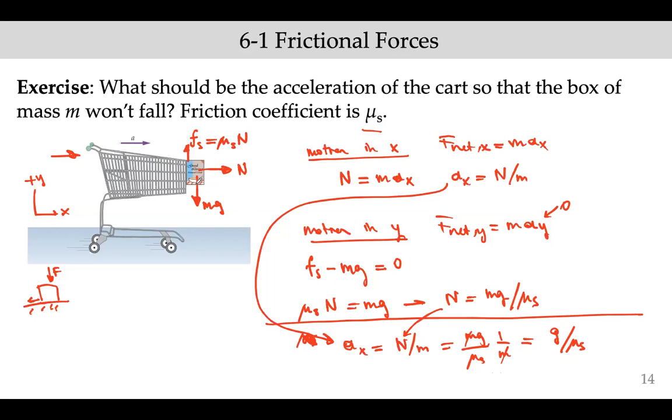So for this problem, for the cereal box to stay here, how much acceleration do you need? You need g divided by mu s. And interestingly, it doesn't depend on the mass of the object. So it depends on the gravity, which is 9.8 for the Earth, and it depends on the static friction coefficient between the box and the cart.